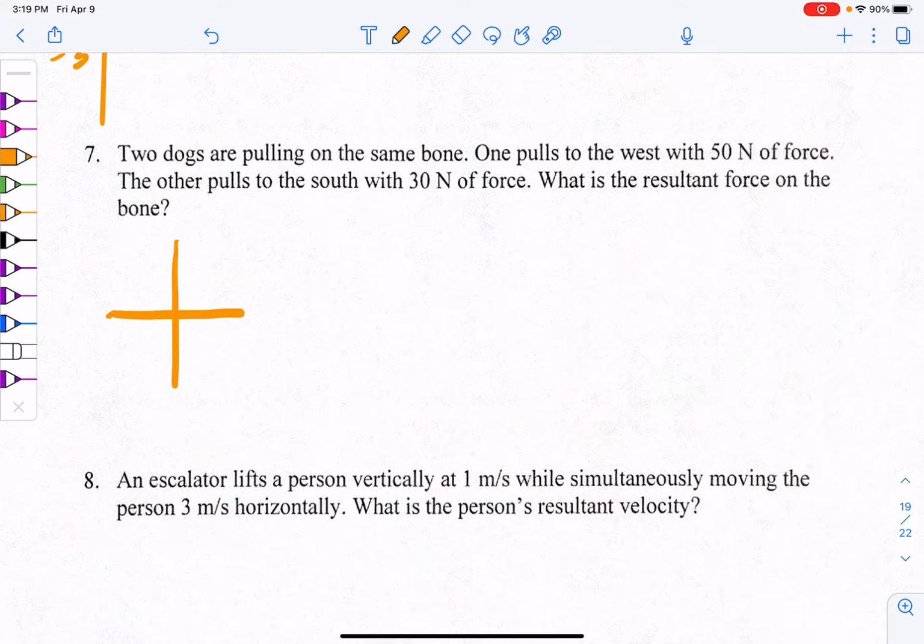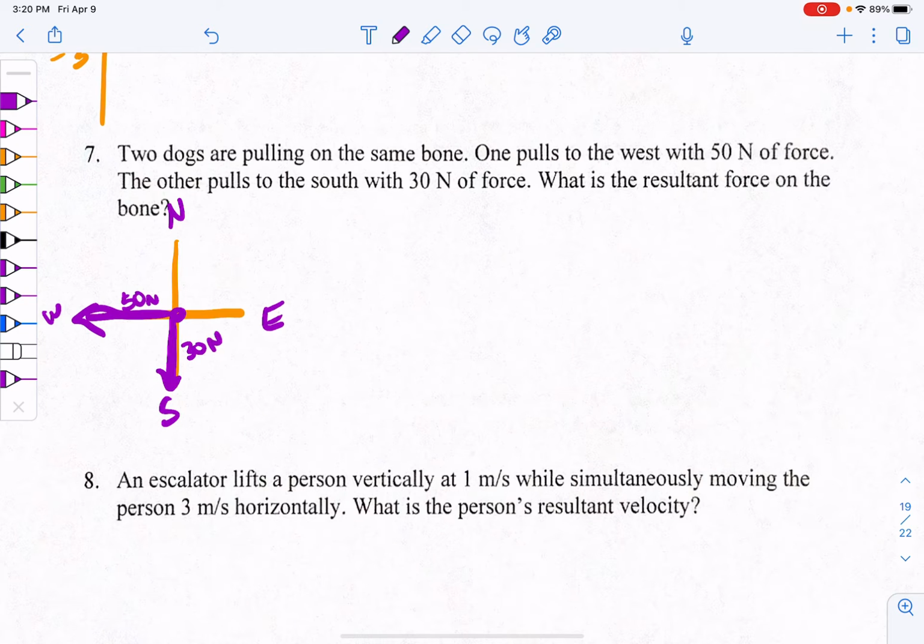So here we go. Two dogs are pulling on the same bone. Let's say the bone is centered here. One dog is pulling west at 50 newtons of force, okay? West, I'm going to say, is this direction. So north, south, east, west. He's pulling west at 50 newtons of force, okay? The other one is pulling south at 30 newtons of force, okay?